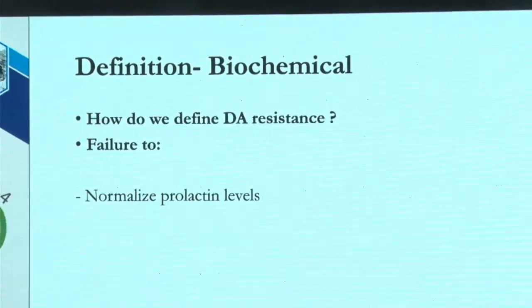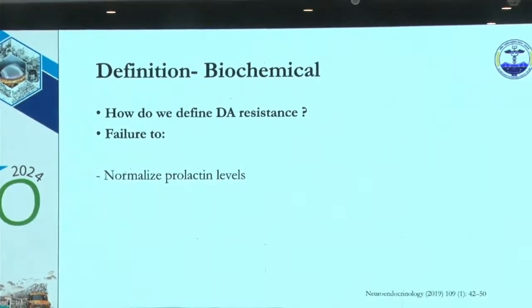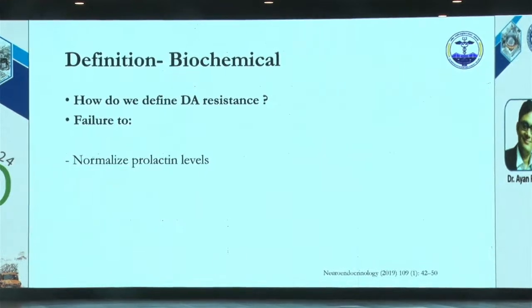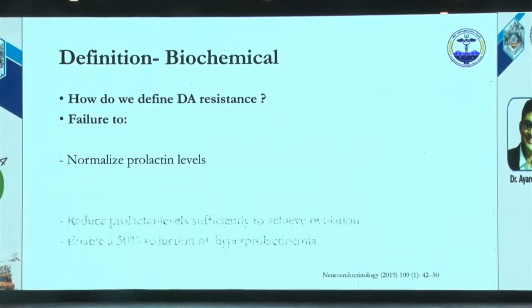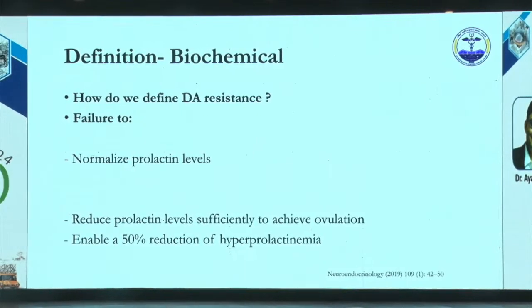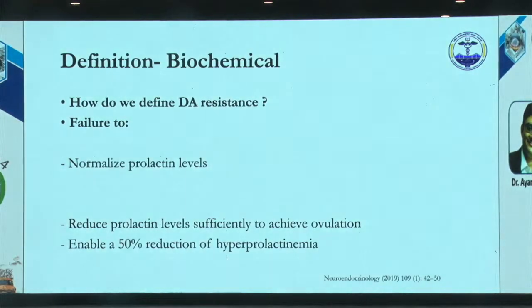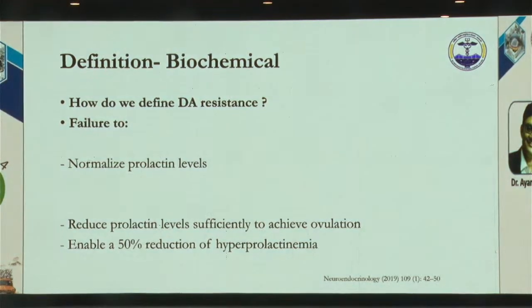The definition has three facets. The first one is obviously the biochemical. The most important thing is the failure to normalize prolactin. Now, why do we take normalization of prolactin instead of saying reduce prolactin to a sufficient level to achieve ovulation, or 50% reduction? Those definitions were also there earlier. The thing is that we do not know at what level of prolactin the gonadal axis is going to recover. That is completely individualized. So it is better to take a definition which can be applied to all, that is normalization of prolactin levels.